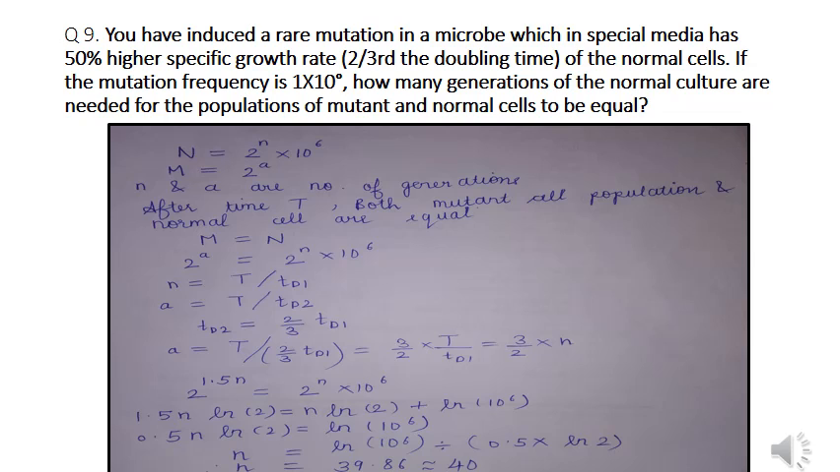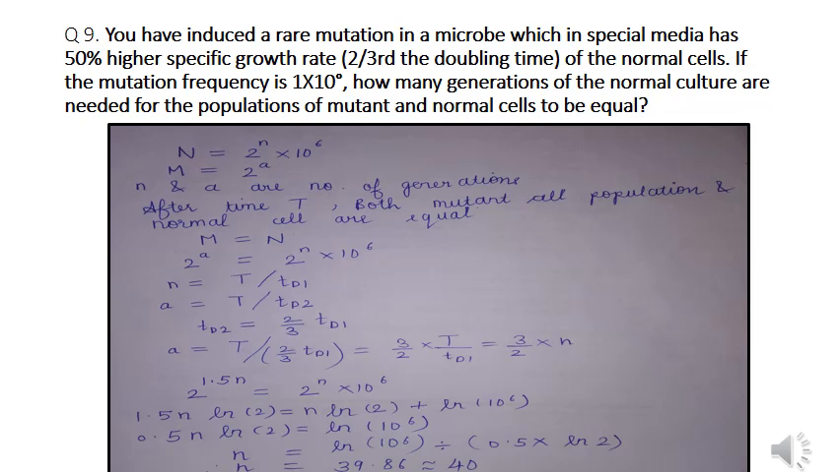So here you have to imagine that there is one cell which is a normal cell. It divides and produces a cell population of 10 raised to 6. So from that 10 raised to 6 cells, one cell will be mutant. And from that generation onwards, if the cell starts dividing, there will be a certain point in time where the number of mutant cells will be equal to normal cells.